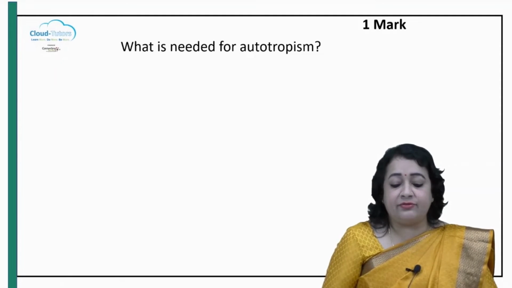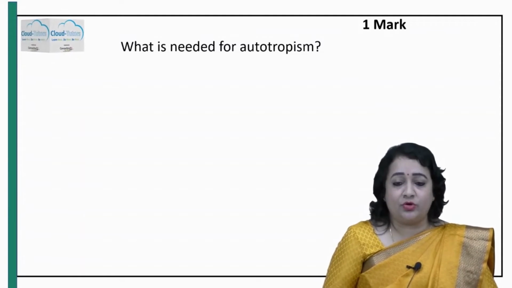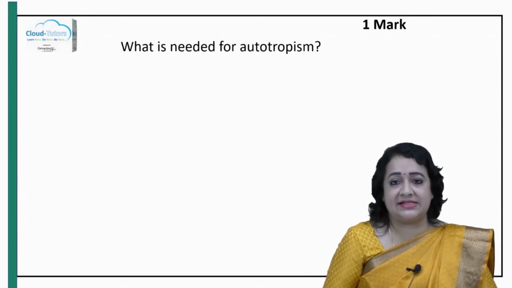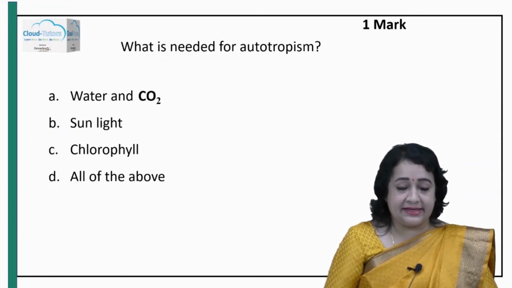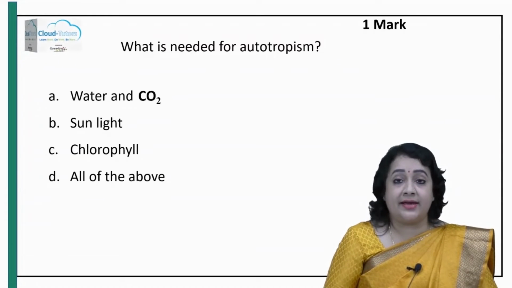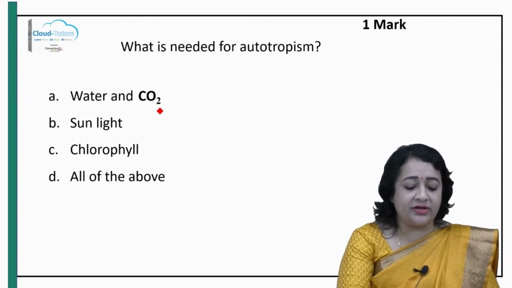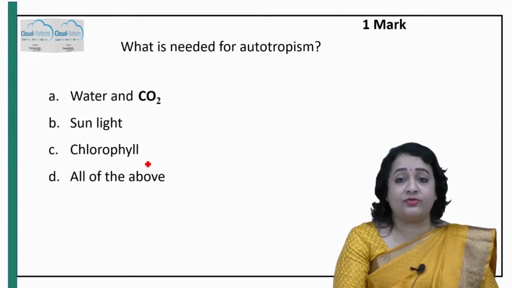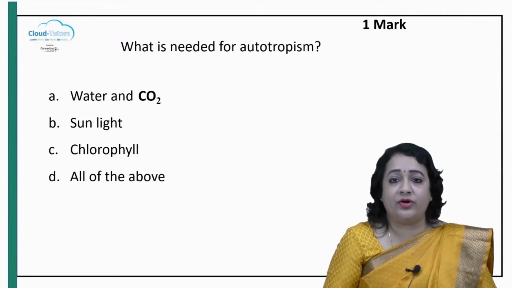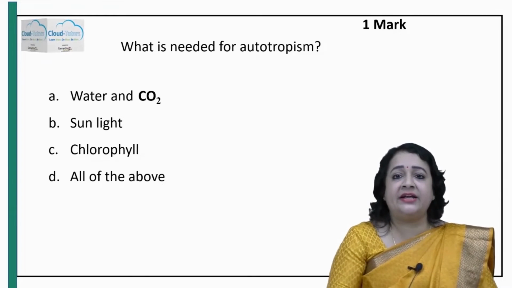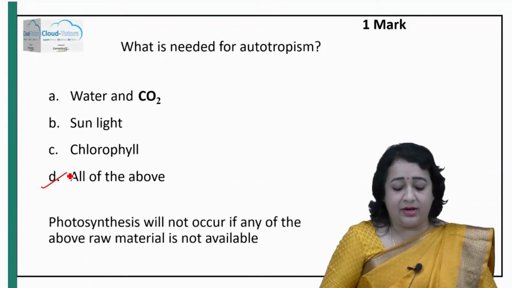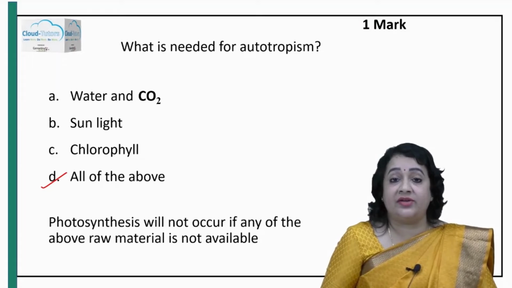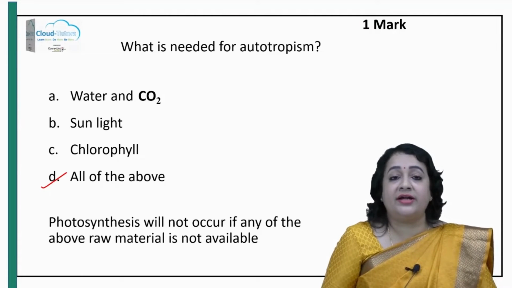What is needed for autotrophism? Autotrophism is nothing but photosynthesis, right? So what is needed for photosynthesis? Water and carbon dioxide, sunlight, chlorophyll, all of the above. If you remember the equation for photosynthesis, water, carbon dioxide, sunlight, chlorophyll, all are required for photosynthesis to happen. If one ingredient from this is missing, photosynthesis will not occur. So all of the above. Photosynthesis will not occur if any one of the materials is not available.